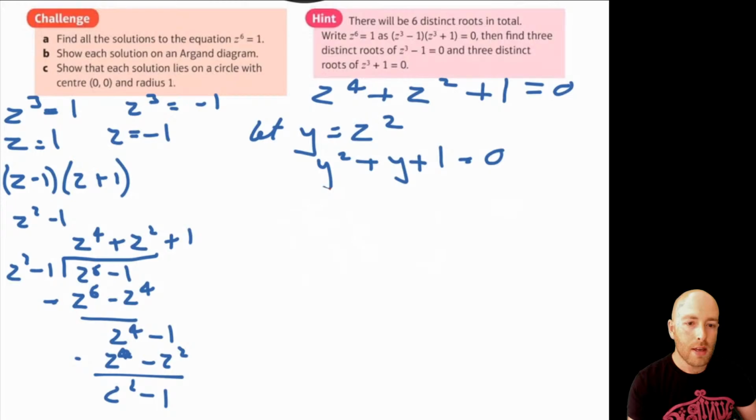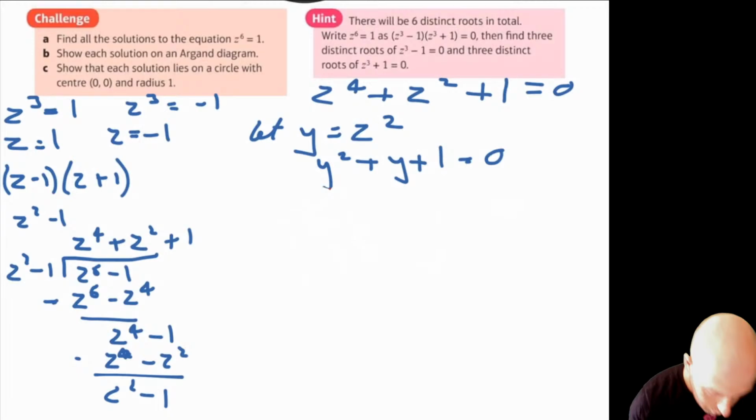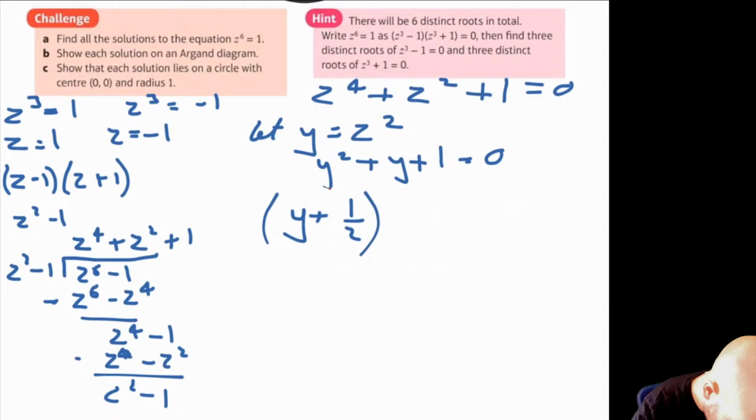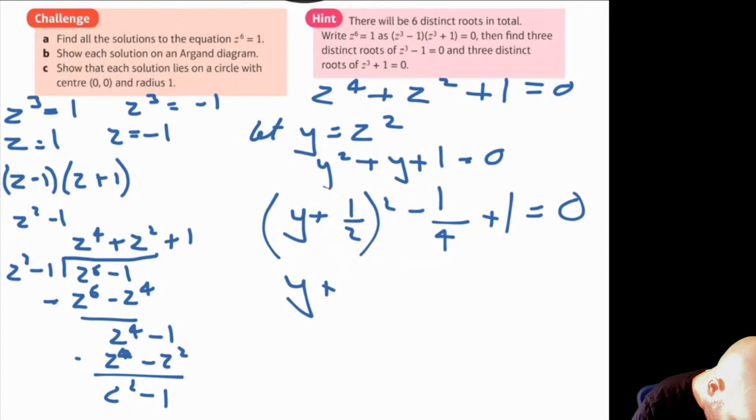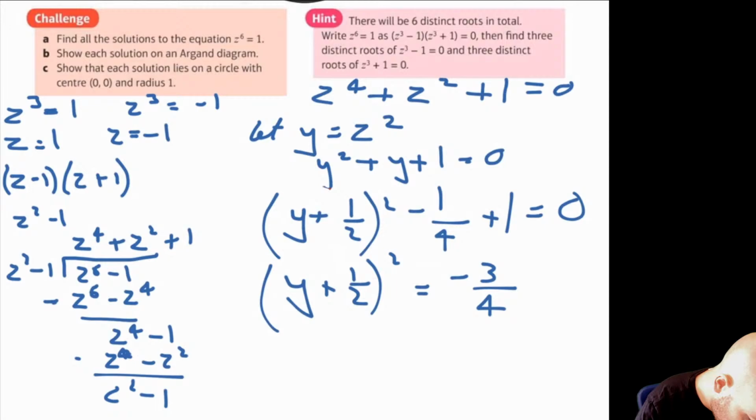And in fact, in the exam, you wouldn't use this method at all. There is another method which we'll be doing later on in the year, where we actually use an Argand diagram to solve this, but we'll save that for later. So to complete this one, it should be y plus a half squared minus a quarter plus one. I'm just going to take it up to the other side.